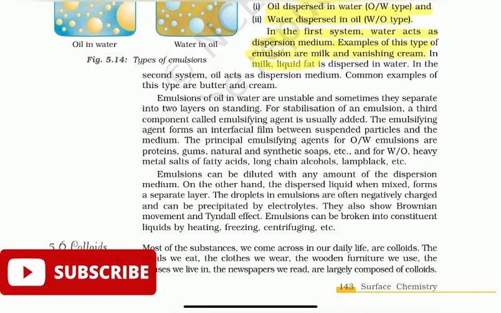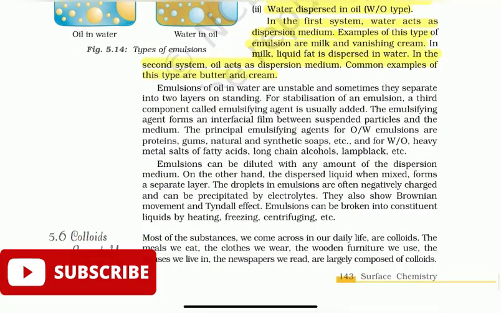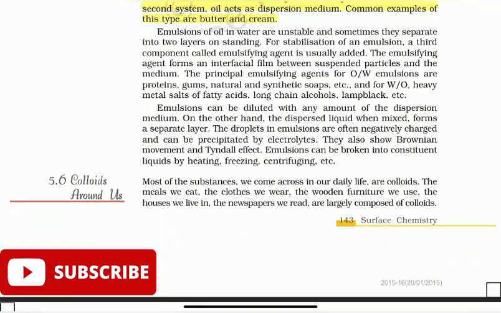In milk, liquid fat is dispersed in water. In the second system, oil acts as a dispersion medium. Common examples of this type are butter and cream. Emulsions of oil and water are unstable and sometimes they separate into two layers on standing. For stabilization of an emulsion, a third component called emulsifying agent is usually added.